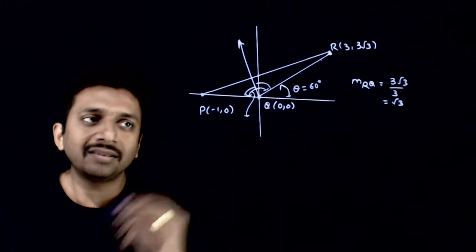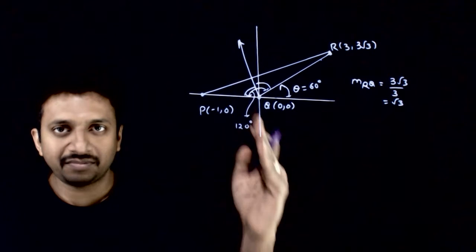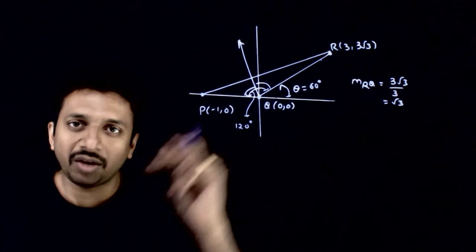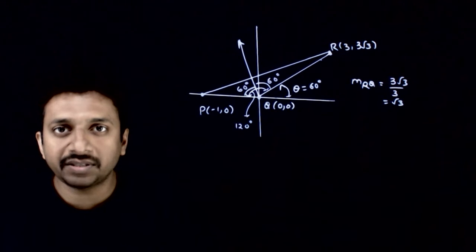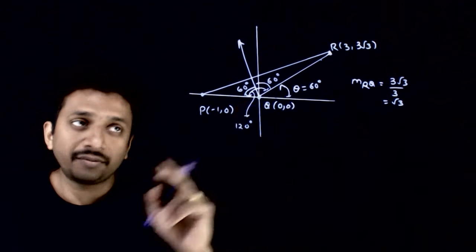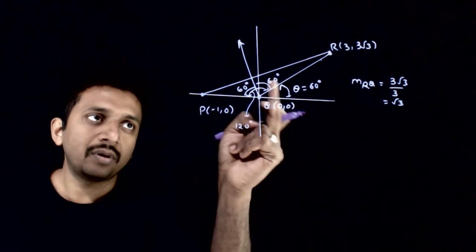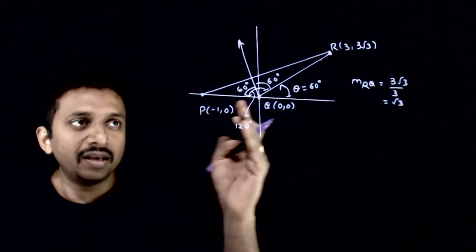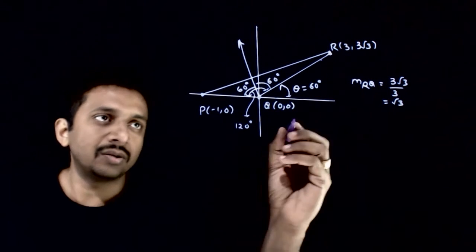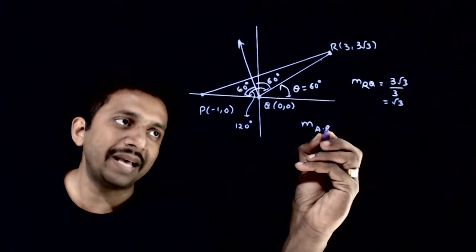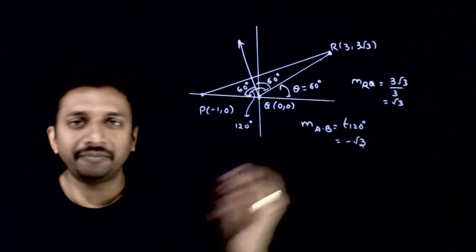Hence, what is the remaining angle? The remaining angle is 120 degrees. So if you find the angle bisector, that divides this 120 degrees into two equal halves. So this angle will be equal to 60 degrees and this angle will also be equal to 60 degrees. Now, this line makes an angle of 120 degrees with x-axis. So the slope of the angle bisector is nothing but tan of 120 degrees. That is equal to minus root 3.